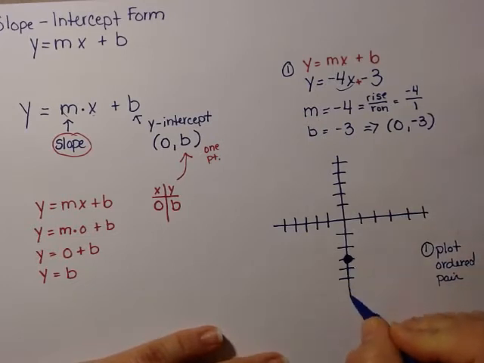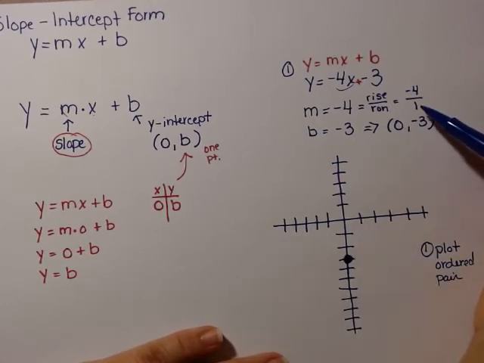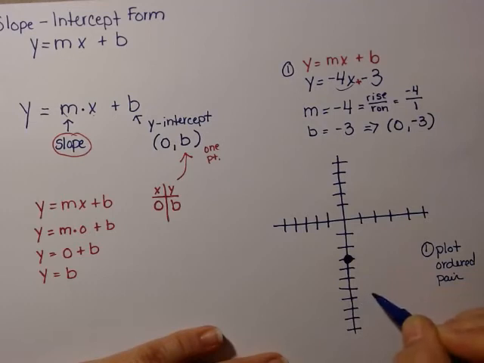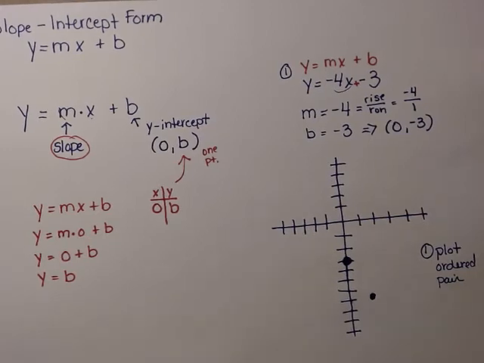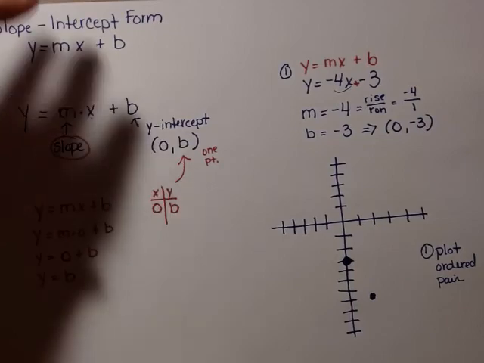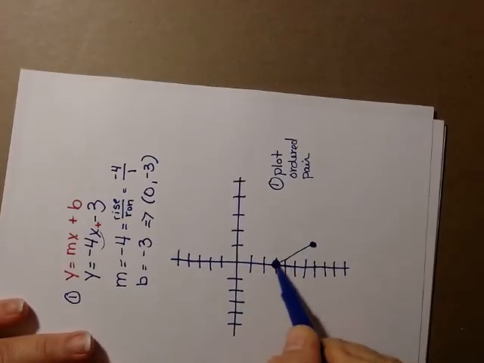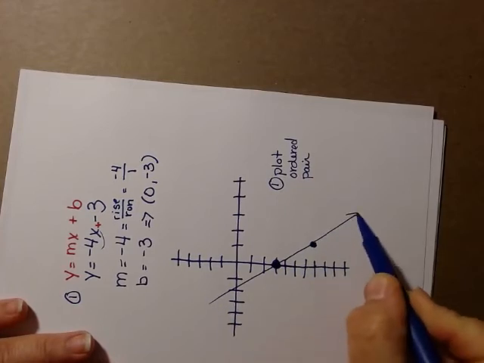So I'm going to need more space. I'm going down 4 and to the right 1. 1, 2, 3, 4, and over 1. It's kind of hard to see. Then I can draw my line, which I have nothing to draw a straight line with. Hang on. Let me see if I can't do this. Sorry.